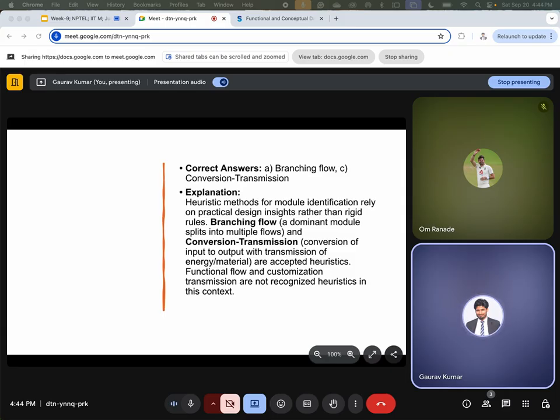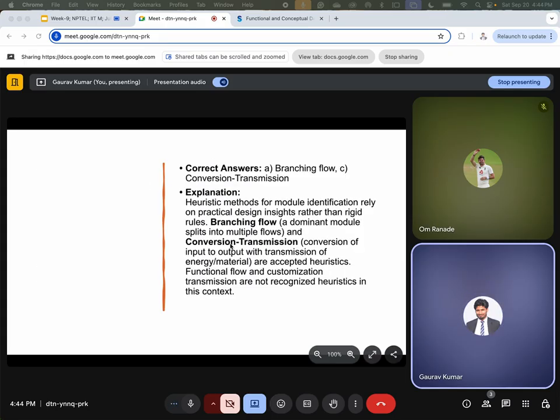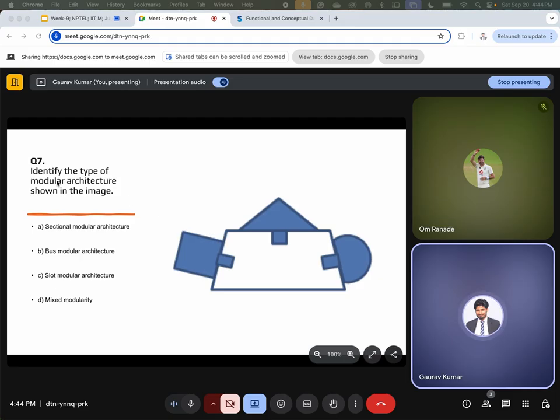Okay, so options such as functional flow or customization transmissions may sound similar but are not formally recognized heuristics in module identification. So designers rely on branching flow and convergent transmissions because they directly correspond to functional dependencies observed in physical systems. Okay. So A and C is the right answer. Okay. Next is question number 7.